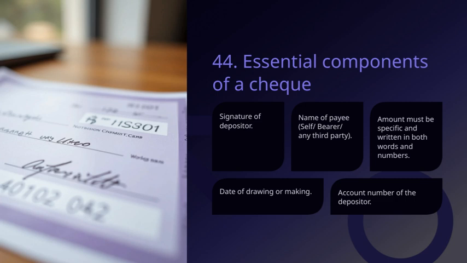Additionally, you'll need to include the date of drawing or making the check, which indicates when the check was issued. Finally, don't forget to sign the check. Your signature authorizes the transaction and confirms your approval. These components, amount, account number, payee's name, date, and signature, are the essential building blocks of a valid check, connecting directly to the overall theme of understanding banking instruments and ensuring secure transactions.